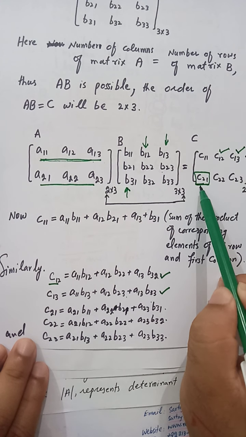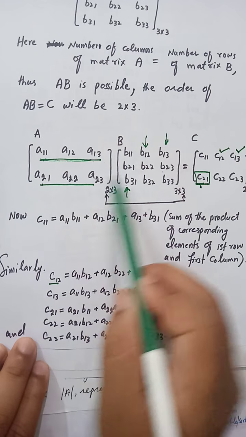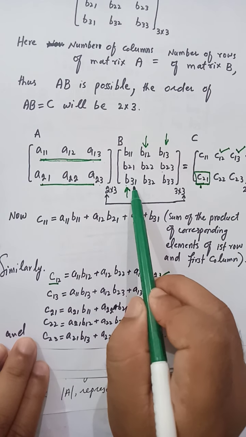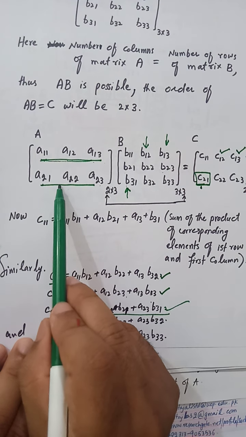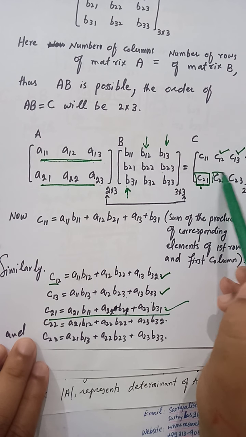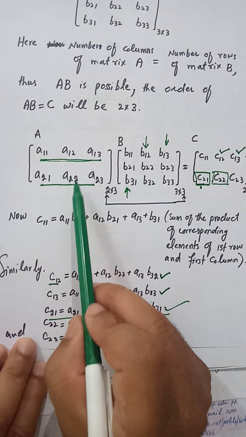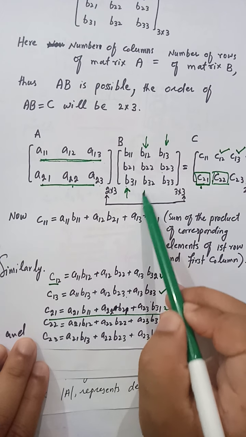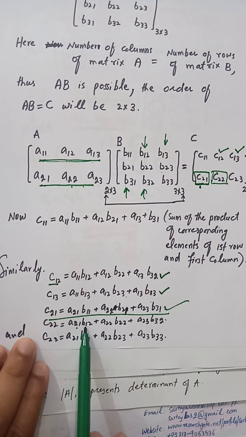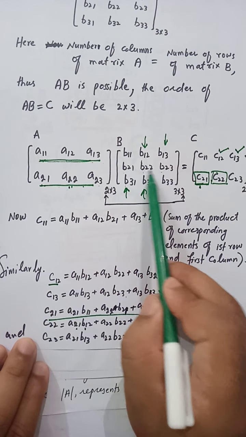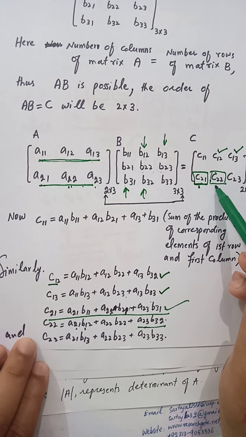And how can you obtain this? You will multiply A21 with B11, A22 with B21, A23 with B31, and add these. You will see it here. Similarly, how can you get the element of the position second row and second column? You will multiply the second row with the second column: A21 will be multiplied with B12, A22 will be multiplied with B22, A23 will be multiplied with B32. So you will get C22.